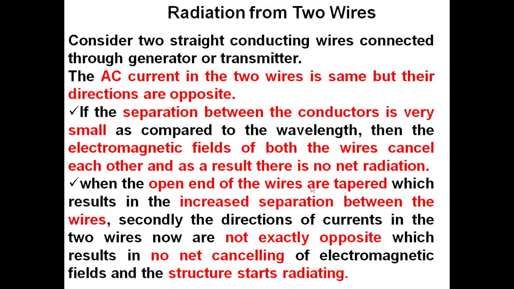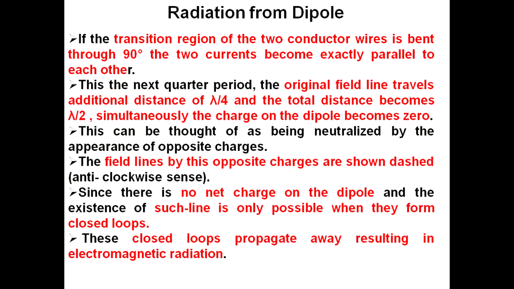Whenever we introduce an open end or tapering or terminating at any one end of the wires by using any discontinuity, it increases the separation between the wires, and the magnitudes of the flow of current in the two wires are not equal, and are just opposite. So there is a possibility of a non-zero net electric field. So there is no cancellation, which produces the radiation. So this is the meaning of a dipole antenna.